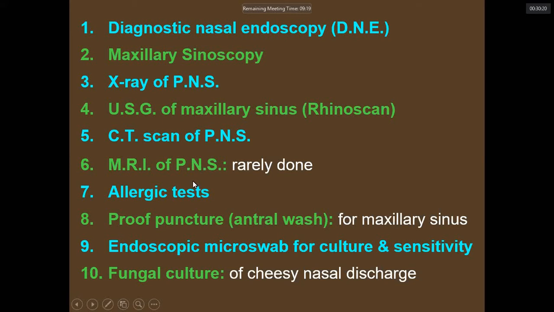Similarly, whenever we suspect fungal disease, then we may need to do.